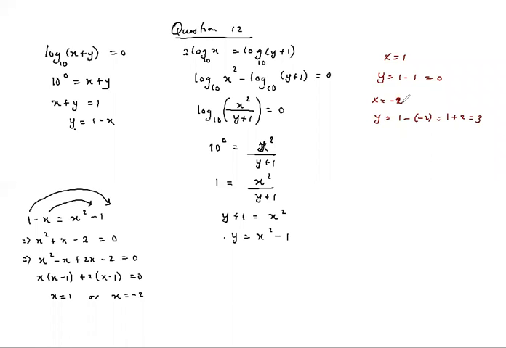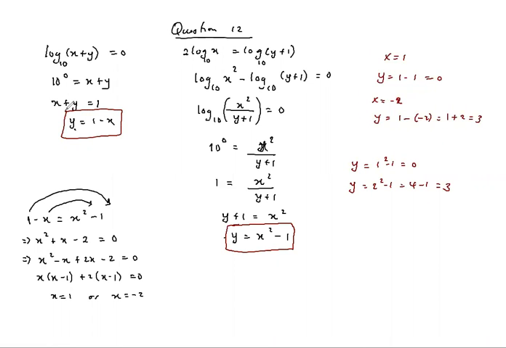Now we test. Does it make sense in both equations? Let's see. If you bring it here, when x is 1, we have y = 1² − 1, which is 0 again. When x is −2, we have (−2)² − 1, which is 4 − 1, which is 3. So it makes sense in the exponential equations.